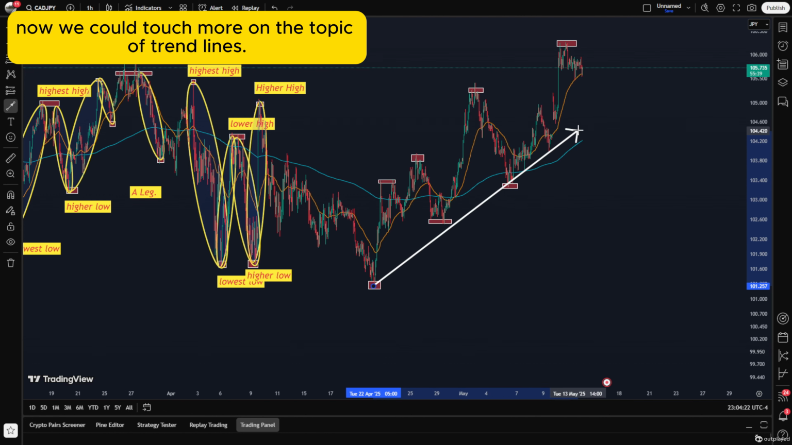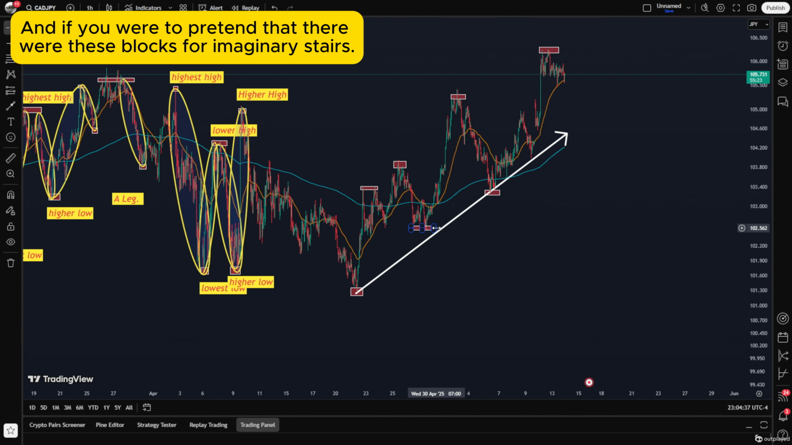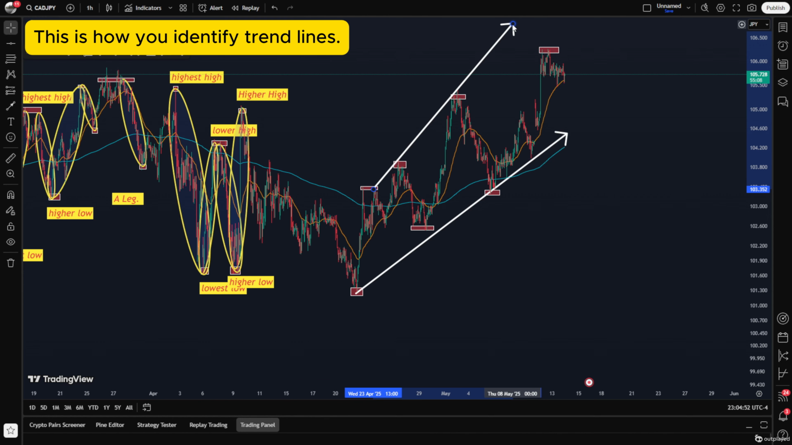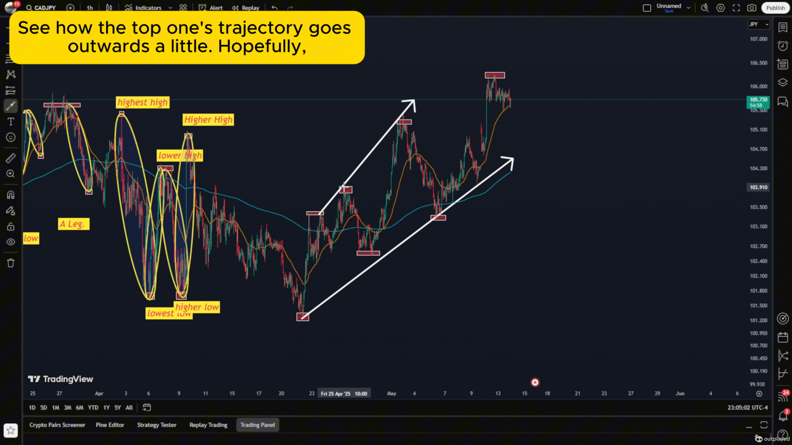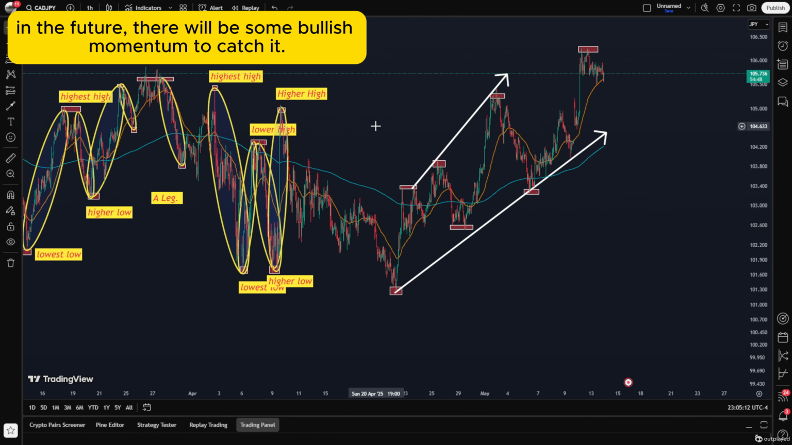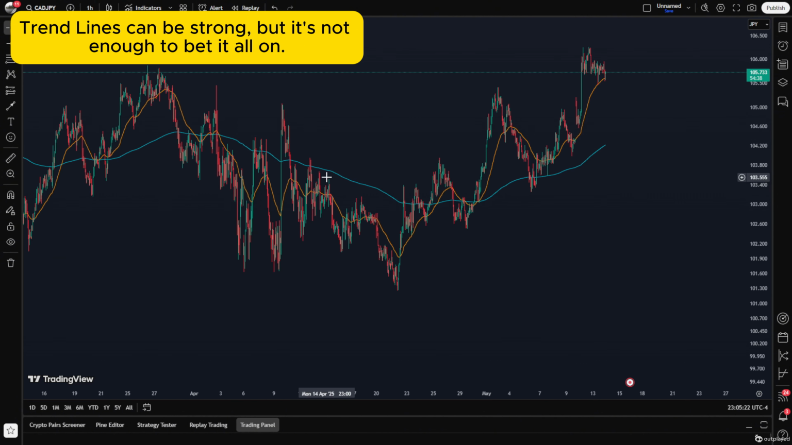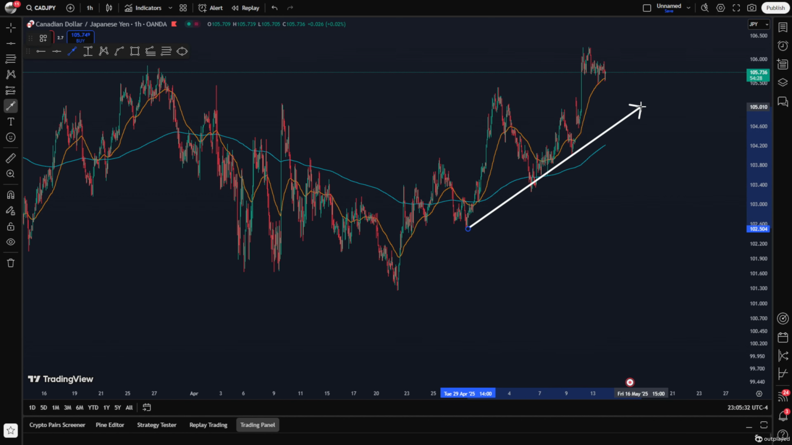I'm placing an arrow, as you see, from the end of all the lows, and if you were to pretend that there were these blocks for imaginary stairs, this would be the support for all the stairs that you're building. This is how you identify trend lines. See how the top one's trajectory goes outwards a little? Hopefully, in the future, there will be some bullish momentum to catch it. Trend lines can be strong, but it's not enough to bet it all on. Price is not guaranteed if you use it.